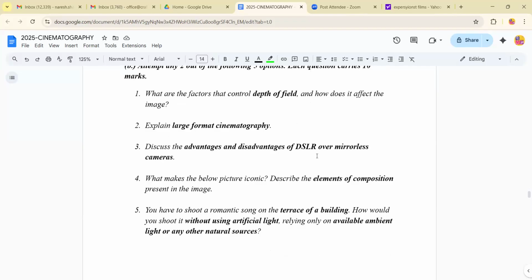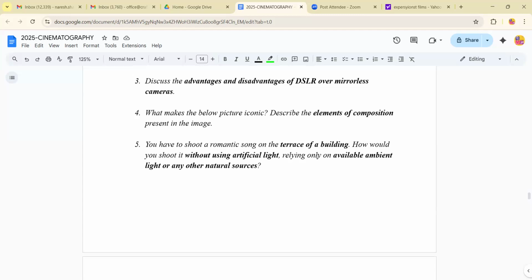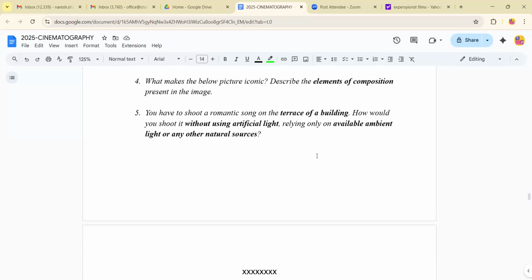Discuss the advantage and disadvantage of DSLR over mirrorless camera. Again, an easy question. What makes the below picture iconic? Describe the elements of composition. Again, it was an easier question. So you have to shoot a romantic song on the terrace of a building. How would you shoot it without using artificial light, relying only on the available ambient light or any other natural sources?